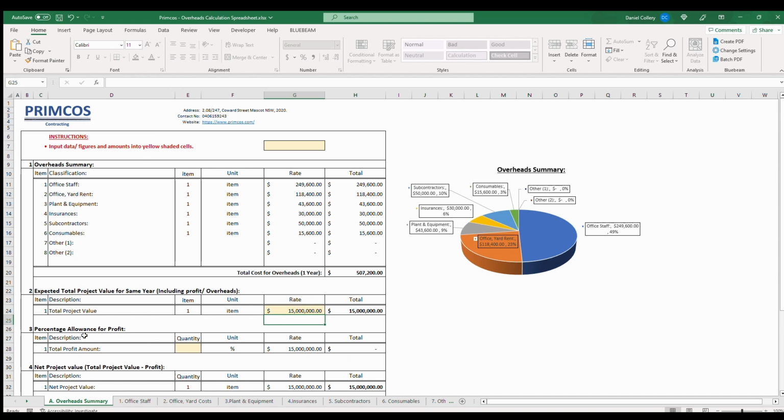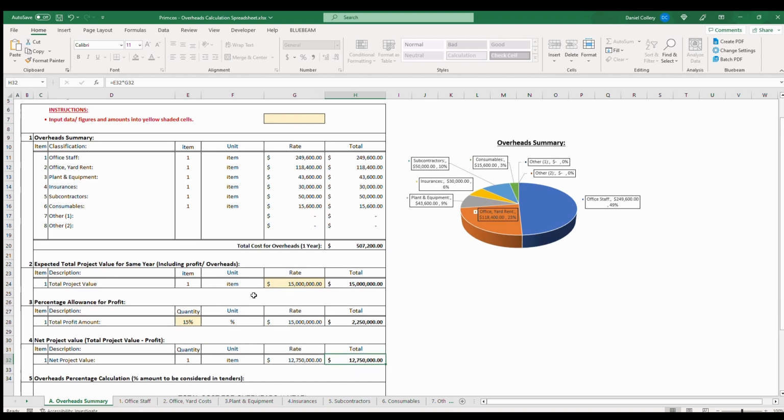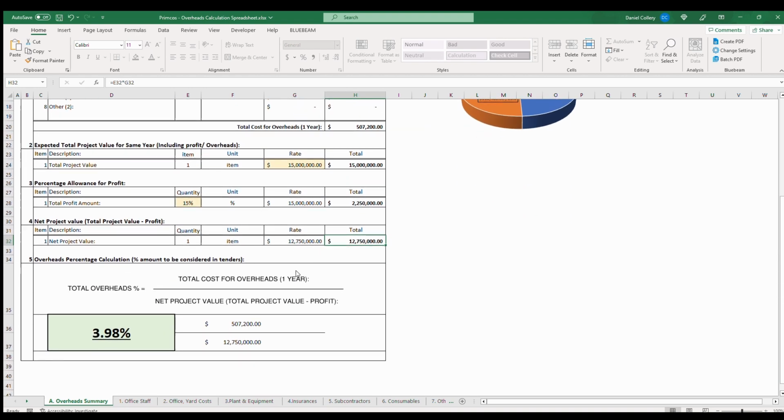And here we need to look at the percentage allowance for profit. So it's important that we don't work out the percentage overheads cost against this figure, because that won't give us a true amount. We need to first take profit from this figure and calculate the overheads as a percentage of our operating costs. So total profit amount, we'll say 15% profit, and now we have our net project value for the year, which is this amount.